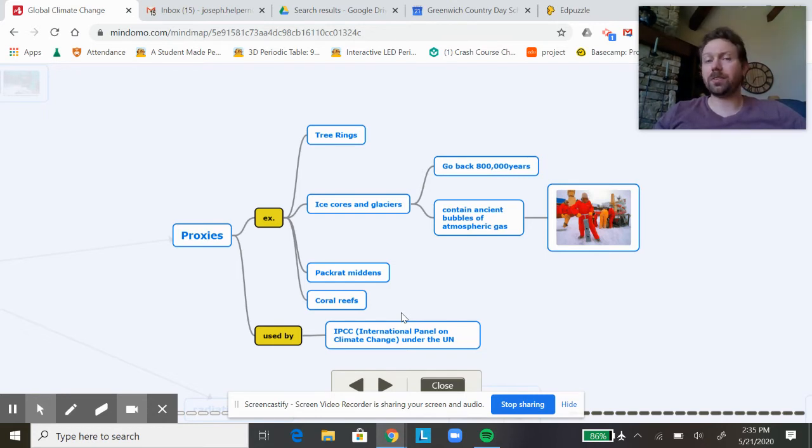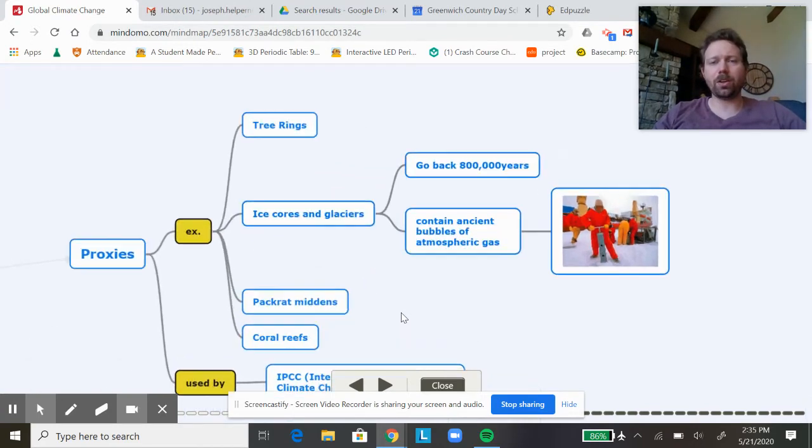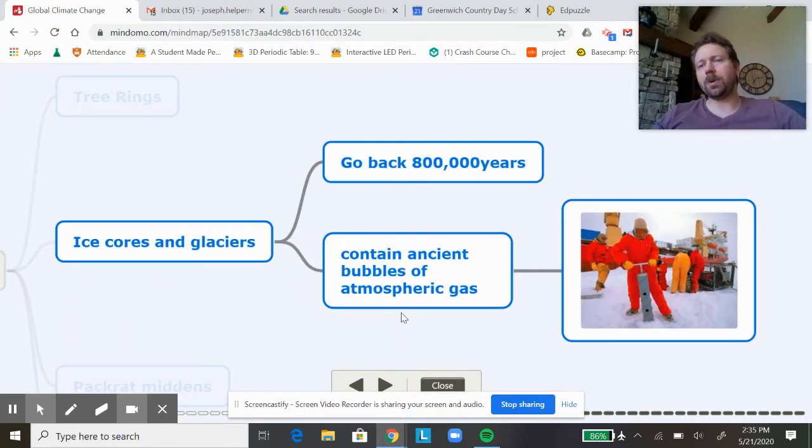For example, tree rings, ice cores and glaciers, pack rat middens, and coral reefs all give indications of how much CO2 is in the atmosphere all the way back to 800,000 years ago. And the way we do that is by looking at ancient bubbles of atmospheric gas. We can analyze that particular gas and compare it to current bubbles of gas.